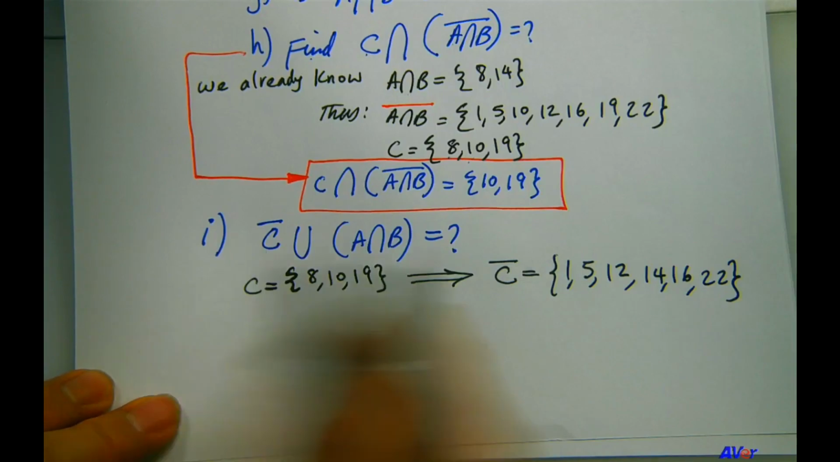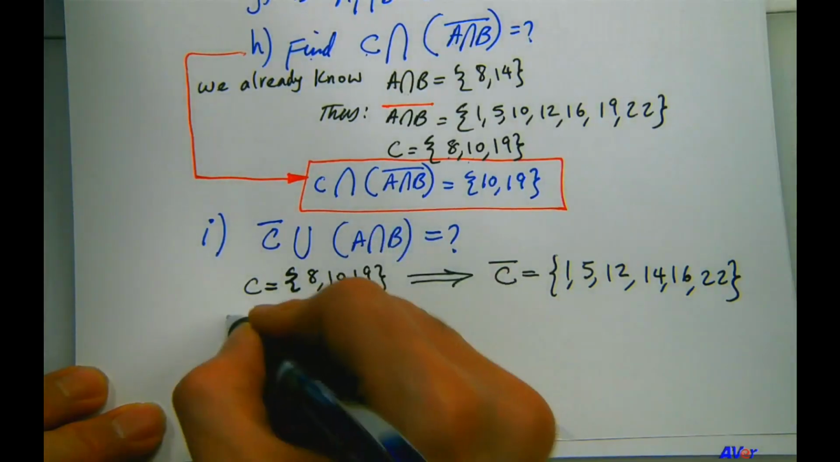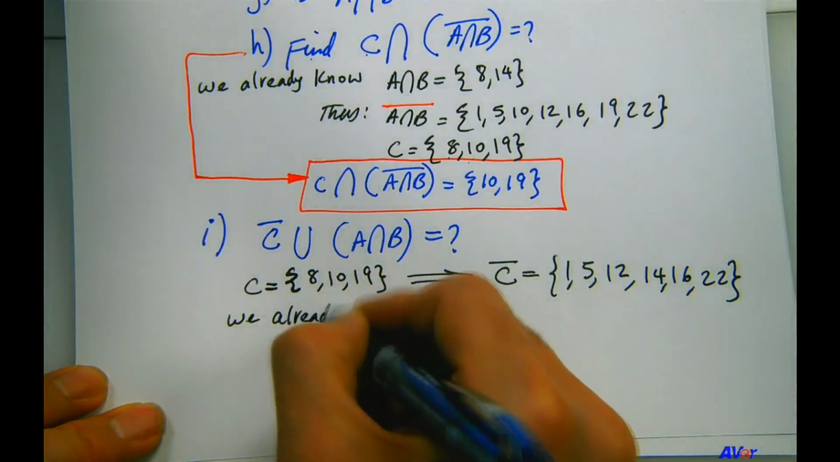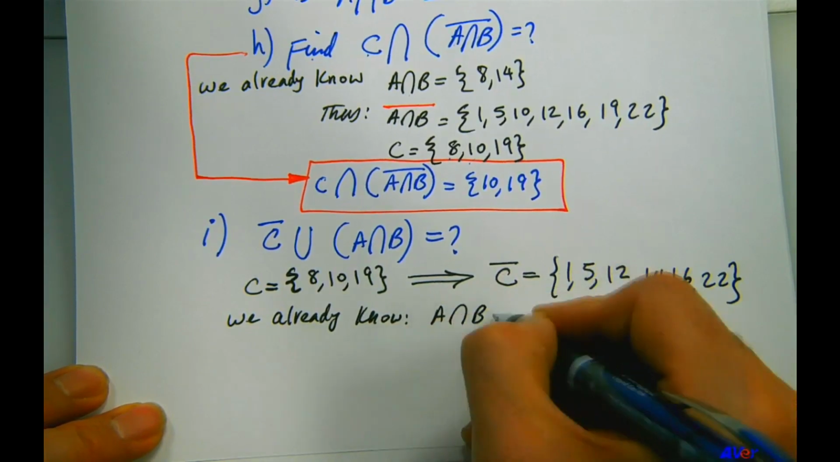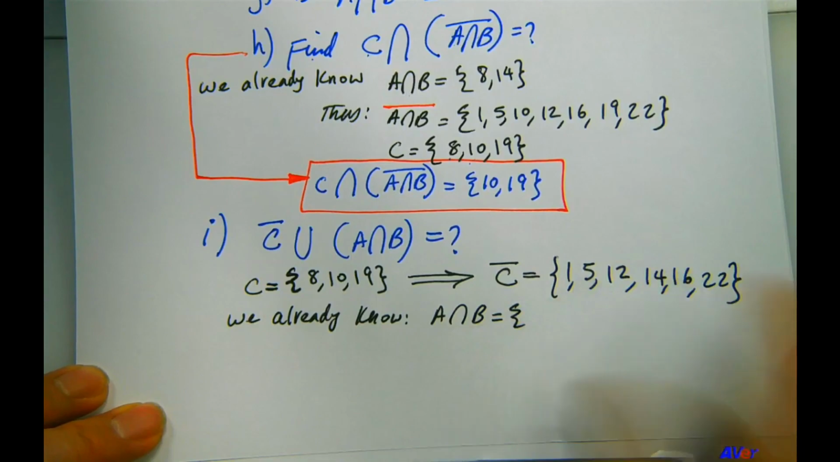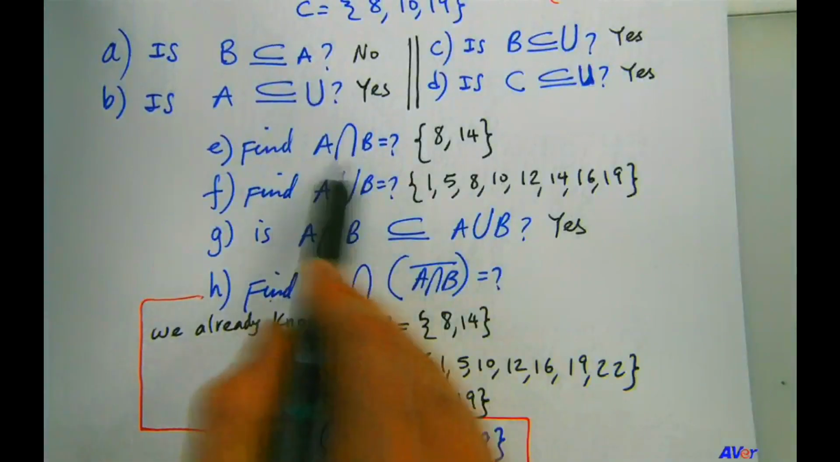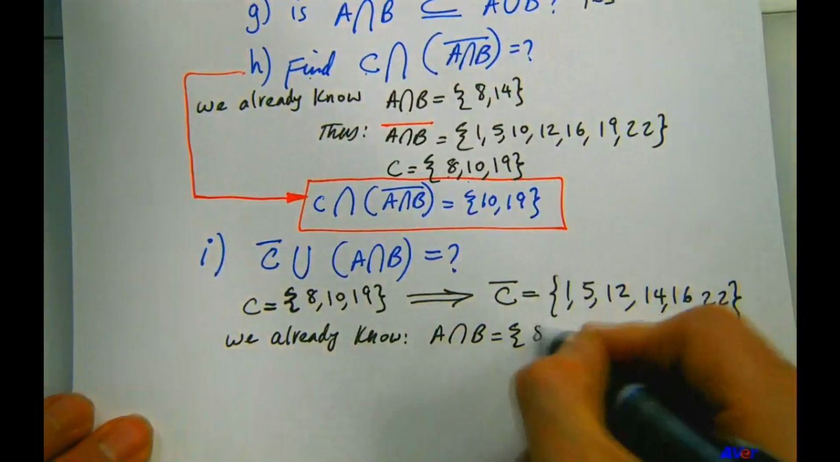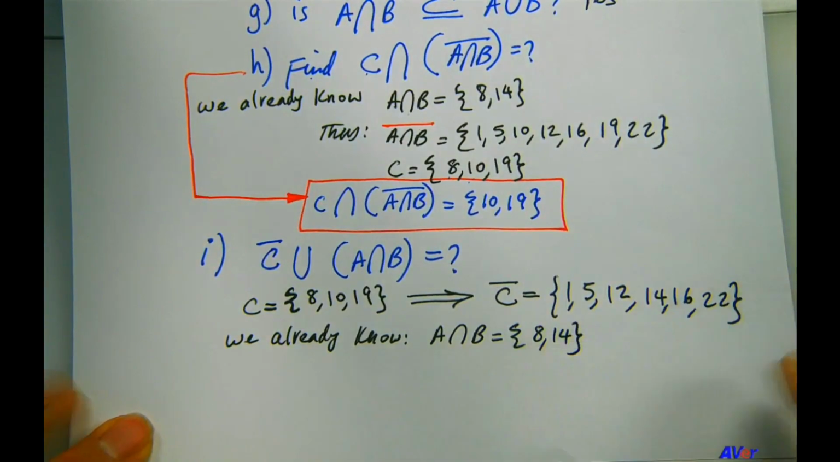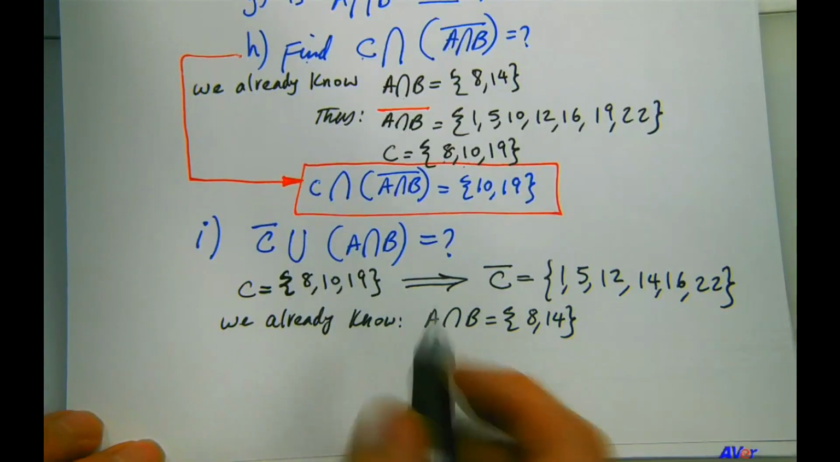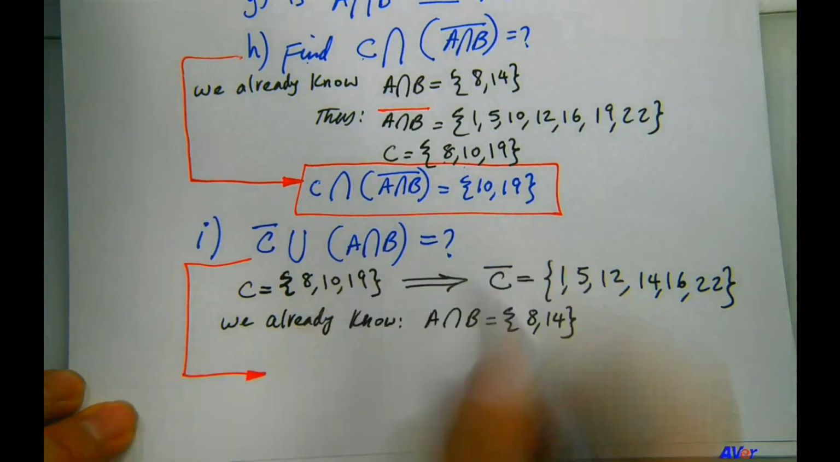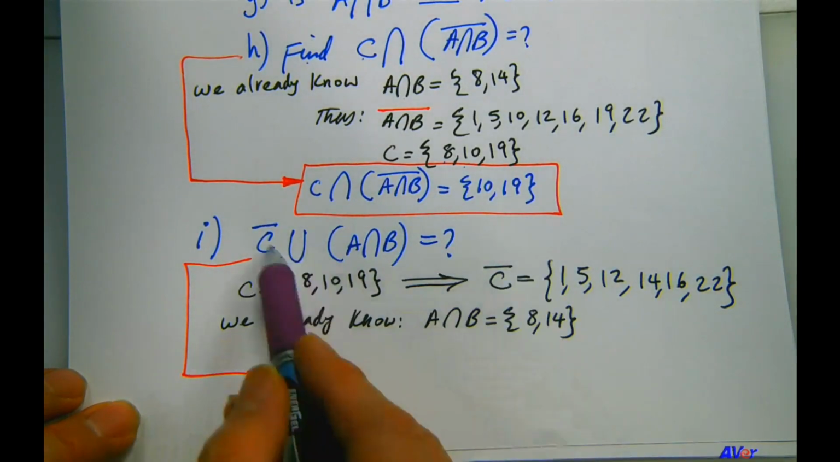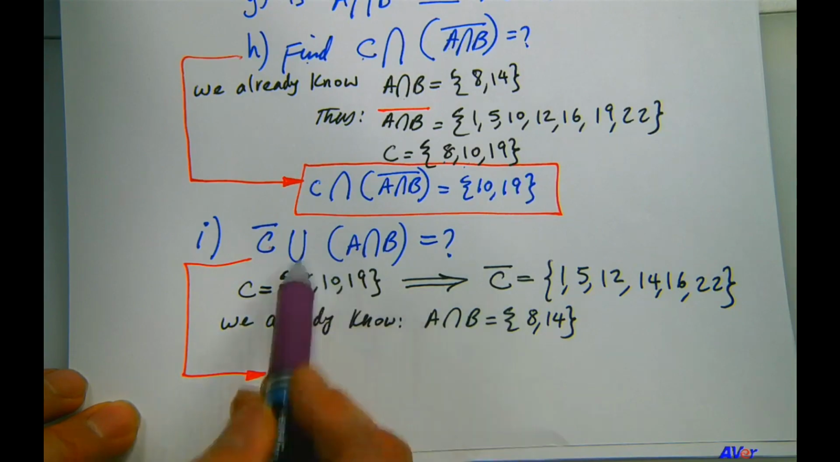So we already know A intersection B is equal to 8 comma 14. Now, given all of this, we have C bar and we have A intersection B. Now we can take their union.